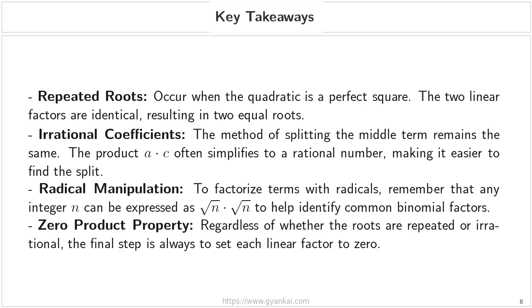Finally, no matter how complex the coefficients appear or whether the roots are identical or distinct, the ultimate goal remains the same. You must always apply the zero product property. This means your final, essential step is to set each of your linear factors equal to 0 to solve for your variables. I hope this summary helps clarify these special cases. Keep practicing these techniques, and you'll find that even the most intimidating quadratic equations become much more approachable.